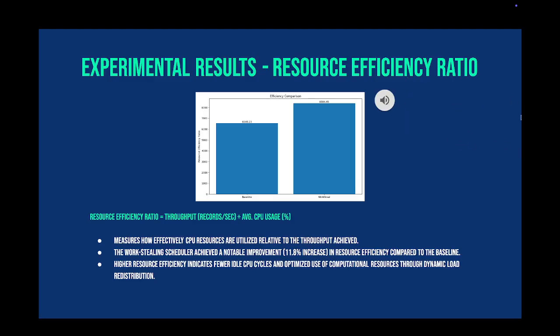Another critical metric is resource efficiency, which is defined as throughput over average CPU usage. This ratio measures how effectively CPU resources are utilized relative to the achieved throughput. The work stealing implementation notably improved resource efficiency by around 11.8%, indicating that dynamic redistribution successfully reduced the idle CPU cycles and made better overall use of computational resources.